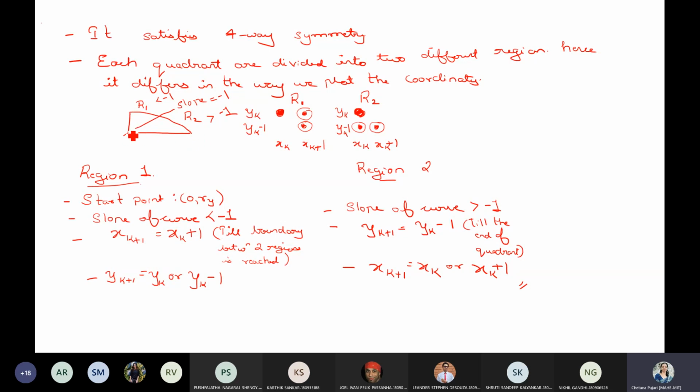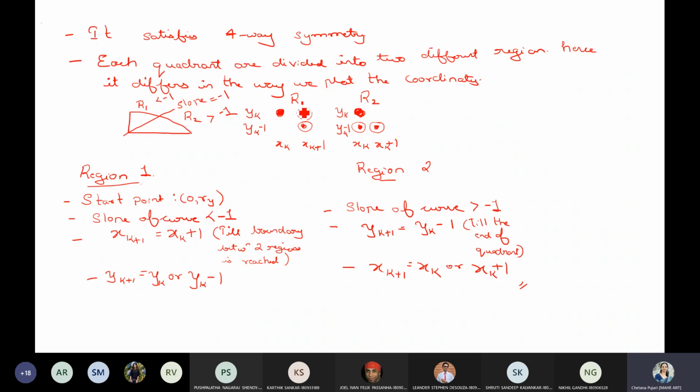So this is your first quadrant. As you can see, the radius, whatever line we have here, it varies with respect to R1 and R2. So at the center point at 45 degree, where your slope is equal to -1, you have two regions R1 and R2. Above this, your slope value will be less than -1, and below this 45 degree your slope is greater than -1. So we have seen here you have R1 and R2, right? And this is your yk and yk minus 1.